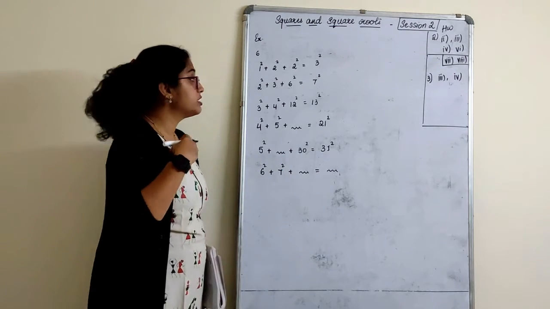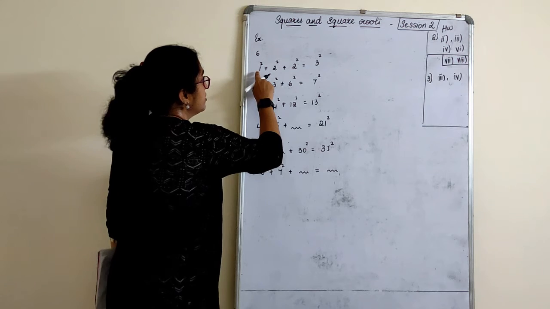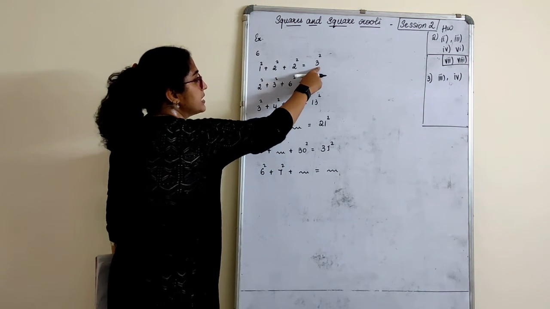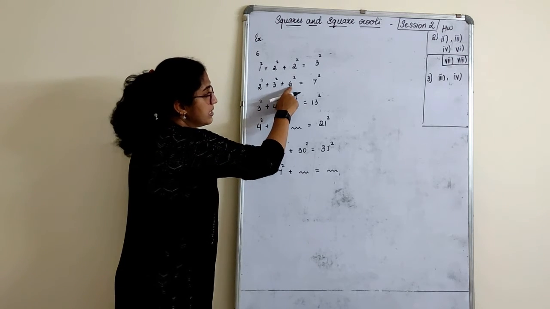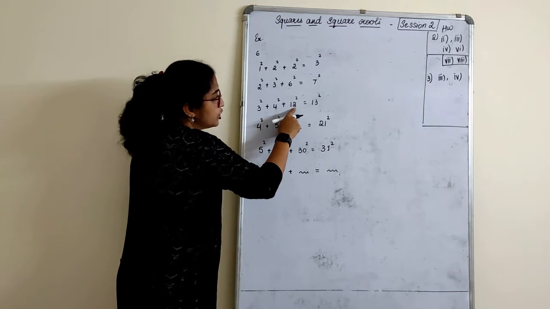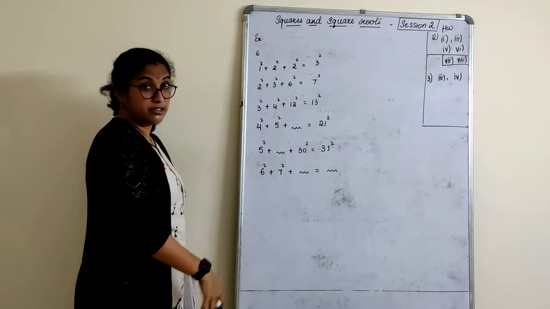Look at the pattern that is being used. The pattern you get here is 1 into 2 is 2. 2 plus 1 is 3, 3 square. 2 3s are 6. 6 plus 1 is 7. 3 4s are 12. 12 plus 1 is 13. Right? So that's the pattern followed here.